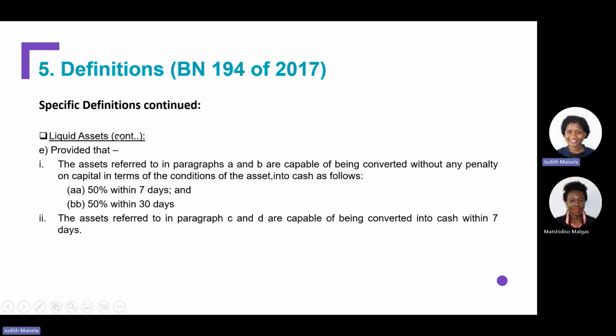We'll still continue with the definition of liquid assets, where it says that the assets referred to in paragraph A and B, which we talk about the cash as well as the money market portfolio, are capable of being converted without any penalty on capital in terms of the conditions of this asset into cash as follows: 50% of it within 7 days, and 50% of it within 30 days. And then the assets that are referred to in C and D, which are the listed securities as well as the CIS, are capable of being converted into cash within 7 days.